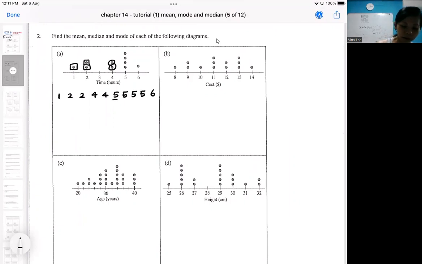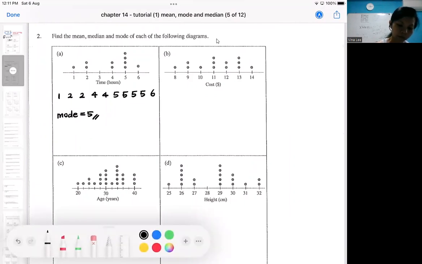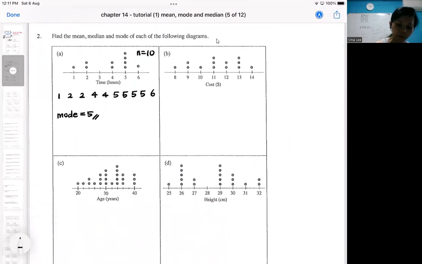From here, I can tell the mode. And how many dots are there? There are 10 dots. So these will be the middle two guys, and the median will be the average of the middle two guys.